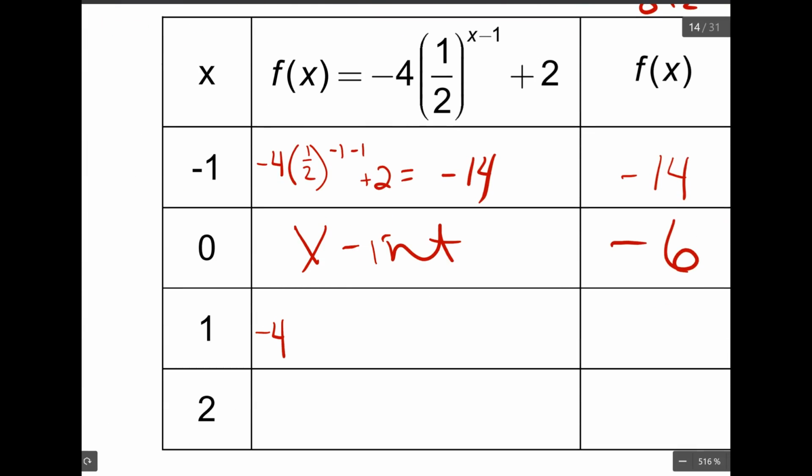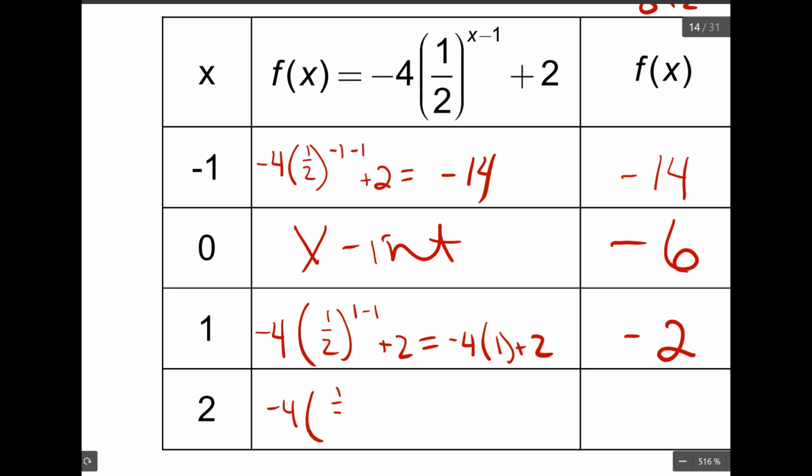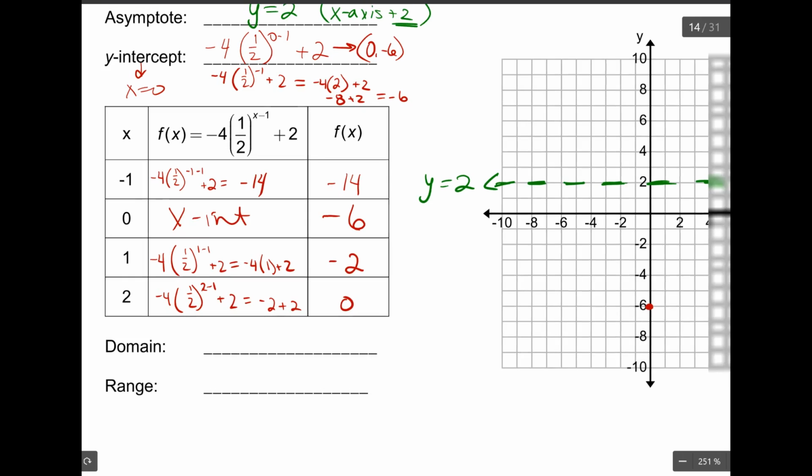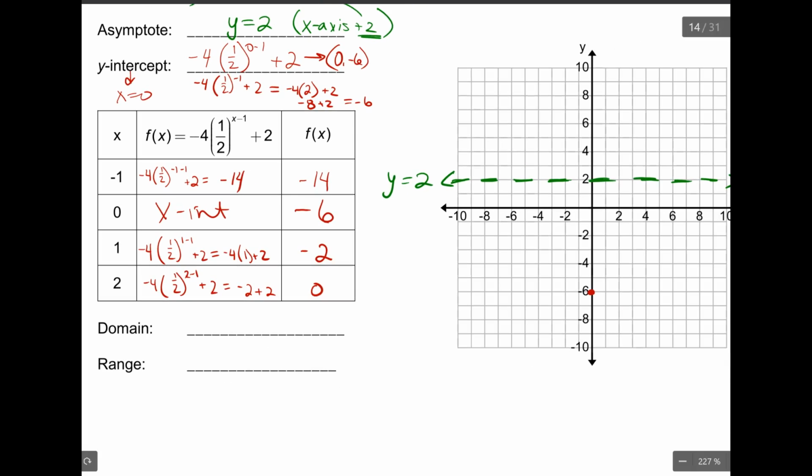Plug in a 1, so negative 4 times 1/2 to the 1 minus 1, plus 2. So it's negative 4 times, well, what's 1/2 to the 1 minus 1? 1/2 to the 0 is just 1. Plus 2 is just negative 2. Now negative 4 times 1/2 to the 2 minus 1. 2 minus 1 is 1, so a half to the first power is a half. What's half of negative 4? Negative 2. Negative 2 plus 2 is 0. Okay, so let's put these numbers on our chart. 1 comma negative 2. 2 comma 0.